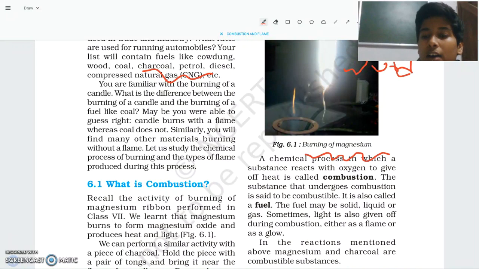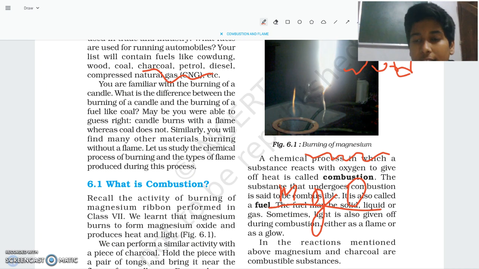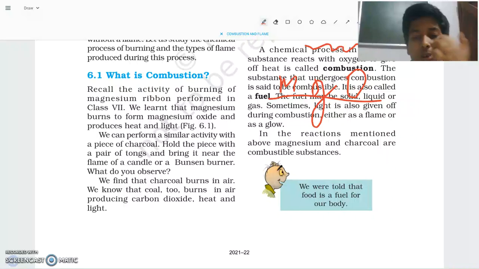After burning of magnesium, we found that it is MgO, magnesium oxide, because it burns in the presence of oxygen, and therefore magnesium is left like that. We need oxygen, and it leads to magnesium oxide after the burning of magnesium. And what is combustion?